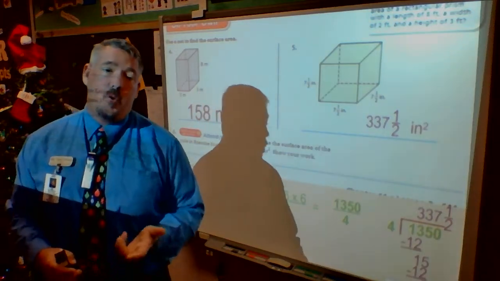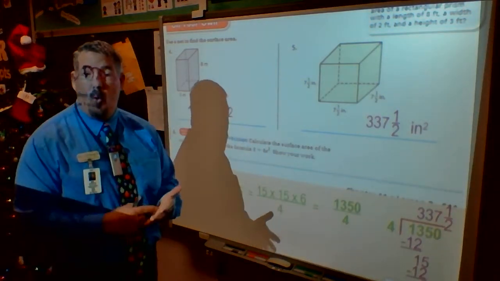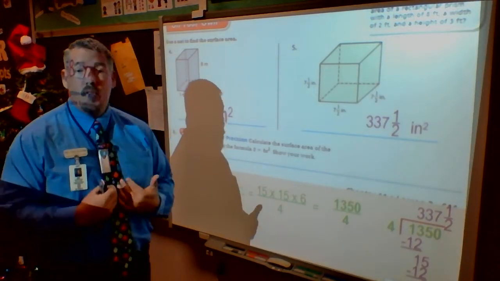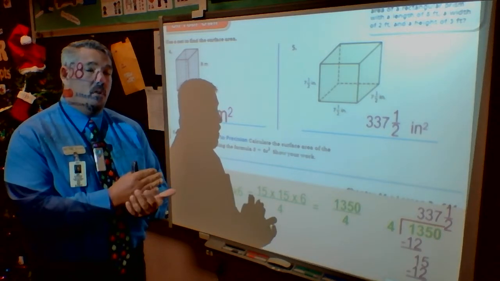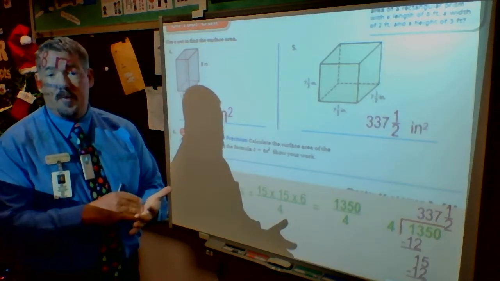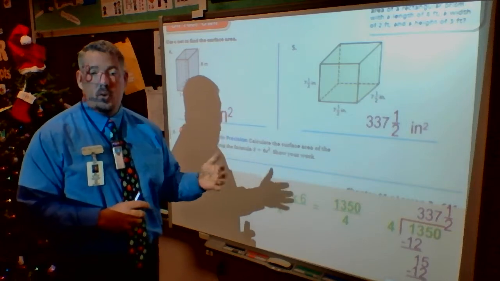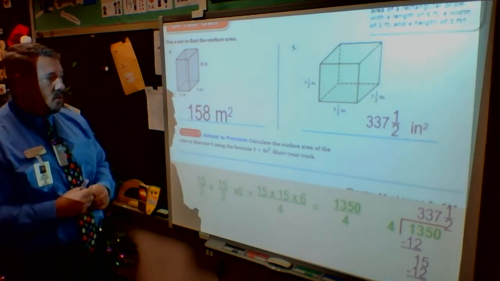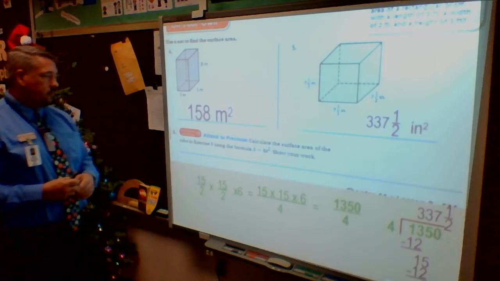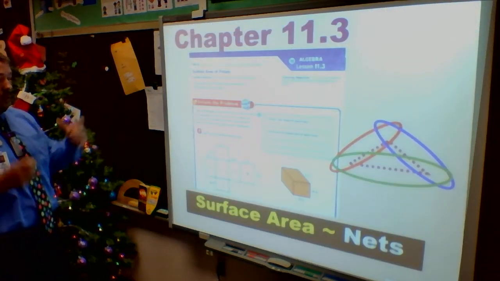Once again, if you end up with an answer of 337.5 square inches, I'm not going to count it wrong, because 337 5/10 is the same as 337.5. It's still the correct answer. So the last one, no, that was it.